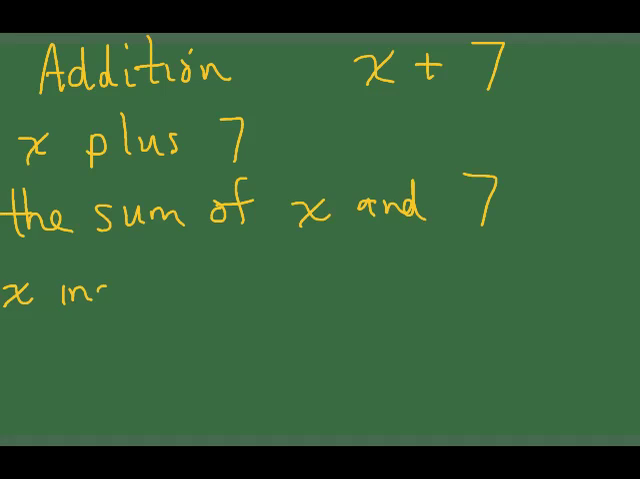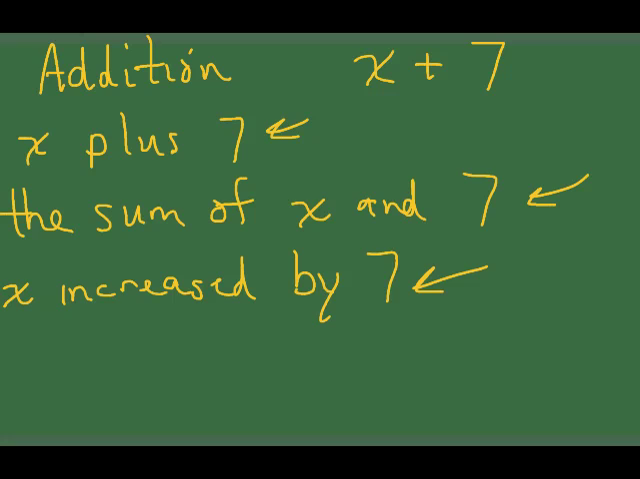x increased by 7. If that's starting to confuse you, just remember, variables all they do is hold the place of a number. So if we want to plug something in, let's make x 5. Then we would put 5 in here. 5 increased by 7 would be 12, right? So for x increased by 7, we can plug anything in for x, and you just end up adding 7 to that, okay? So we got x plus 7, we got the sum of x and 7, we got x increased by 7.